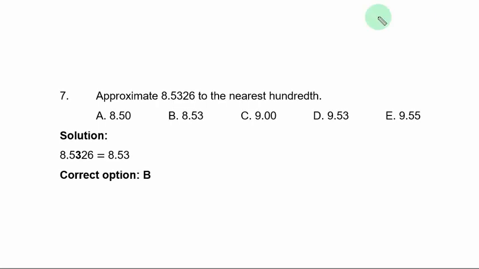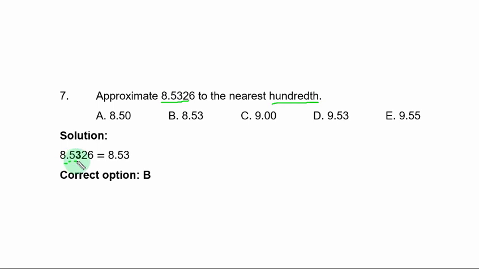Question 7. Approximate 8.5326 to the nearest hundredth. You need to know this TH. This TH means you are looking at the decimal part. Now, after the point, the next digit to your right is tenth. The next one is hundredth.